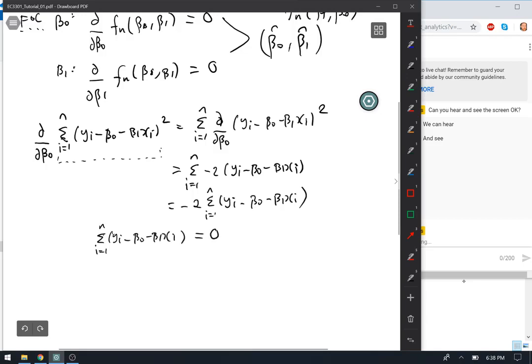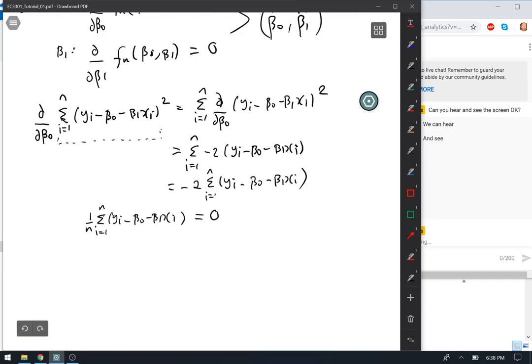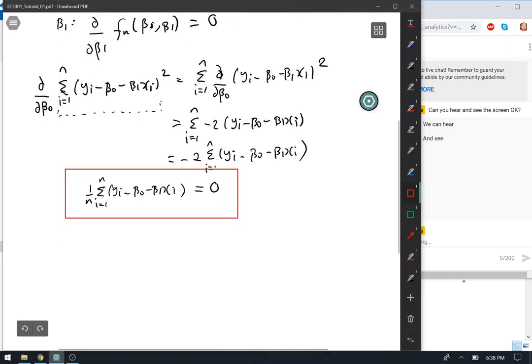So that's one condition. And we can multiply both sides by 1 over n. It won't change anything. What this is saying is we're choosing these parameters to make the sum of the residuals equal to naught. And remember, that's what we want to do, because we're going to assume that the average of the residuals is naught at the true parameters. So we're just forcing the sample version of that. So this is the first order condition. You can solve this and get b naught hat as a function of b1.